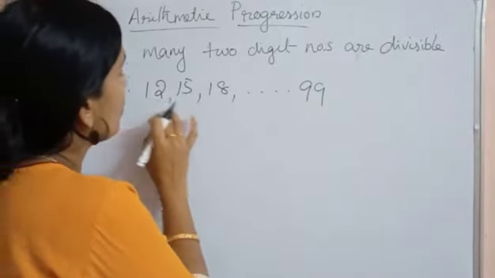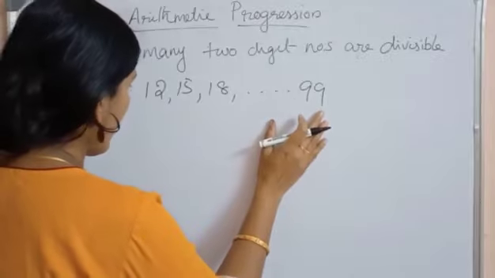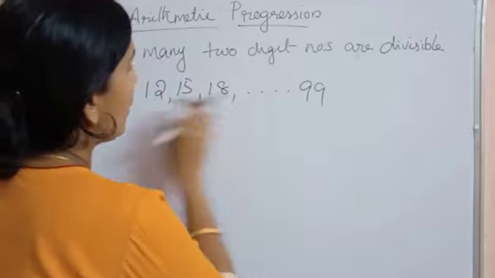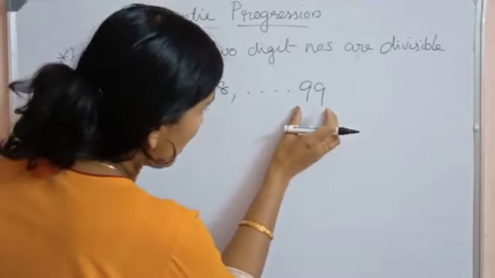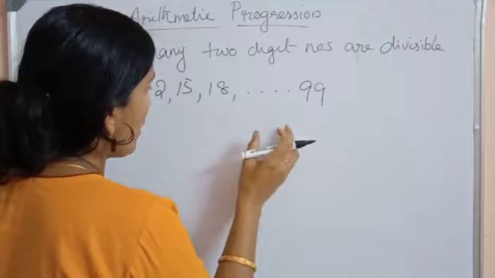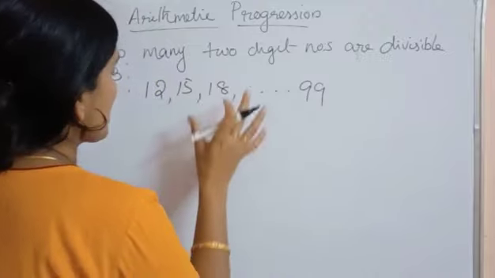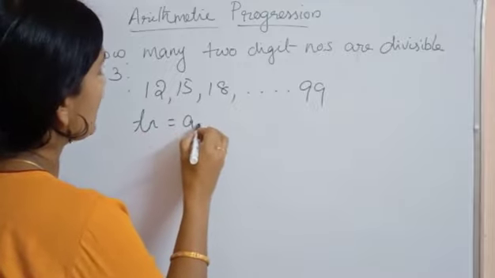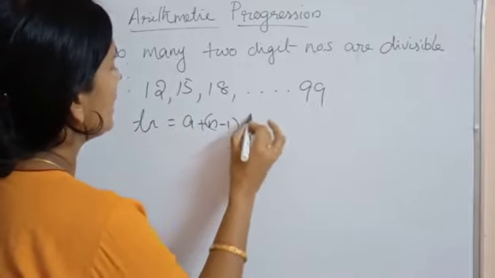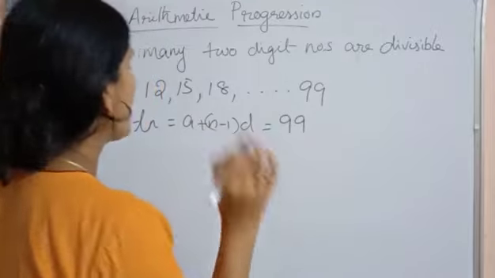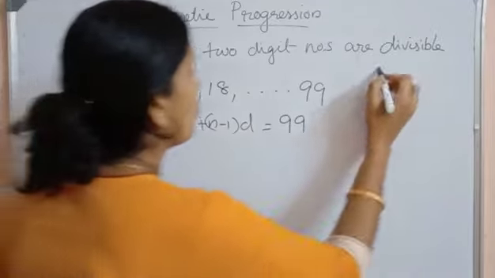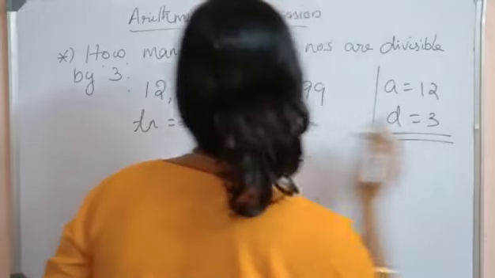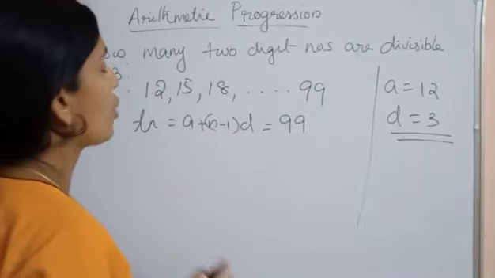So now we have the numbers which are divisible by 3: 12, 15, 18, etc. up to 99. Now this is an AP, and the last term of the AP is 99. By using the formula of Tn, we can find the number of terms in this particular AP. So what's the general term? Tn is equal to a plus n minus 1 into d, and that is equal to 99. A is 12 and d is 3, the number it is divisible by, that is the common difference.